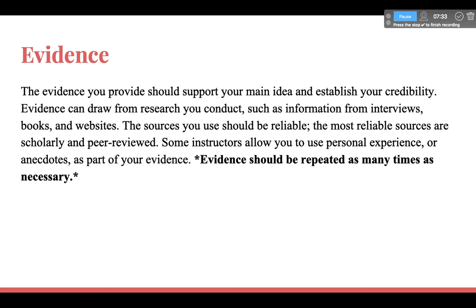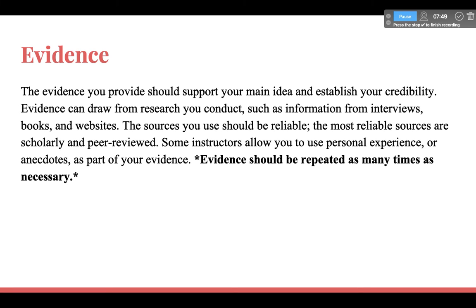So in your case, your NROC will tell you what your evidence can be or should be. It's usually a mix of personal experience and the articles that they give you to read.